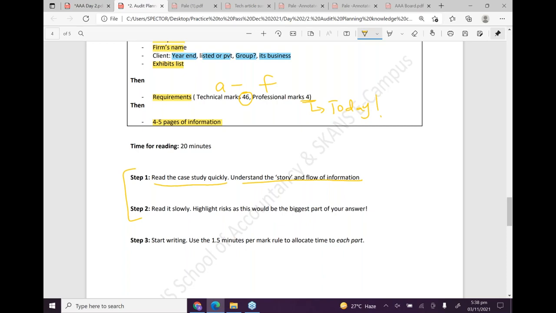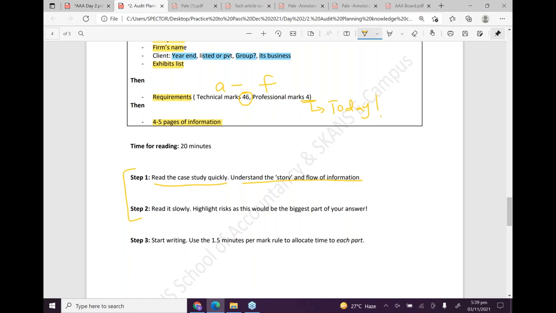You're not trying to remember any information, but a quick read through the entire case study to see what has happened. It would start off with the client's background. It will give you some information about events and transactions during the year. It would have some part of financial information extracts, etc.